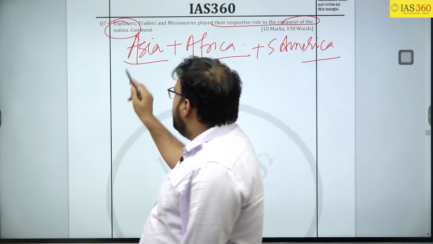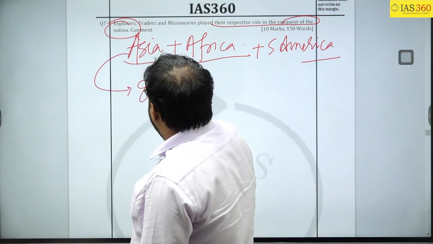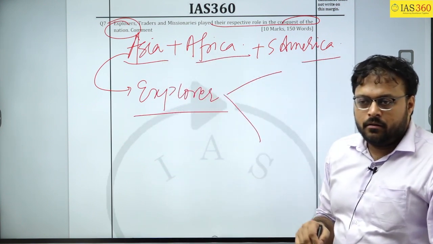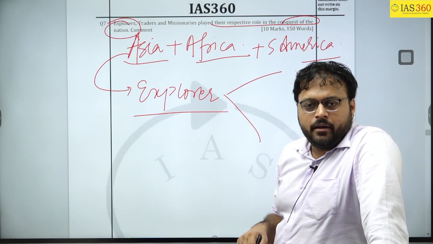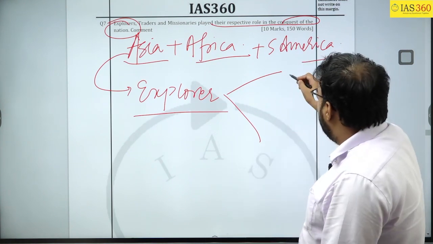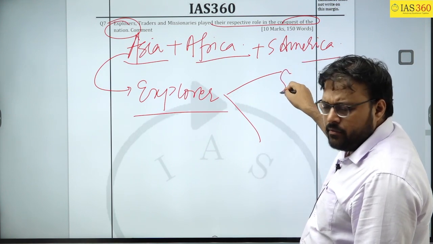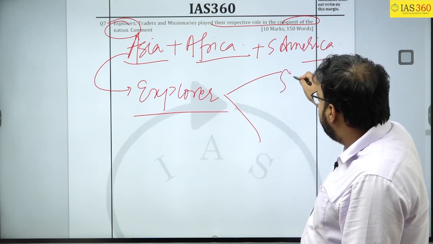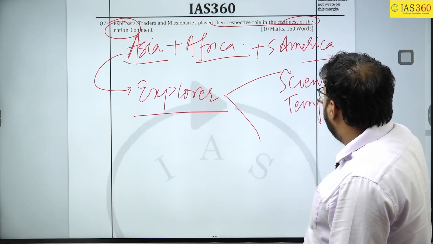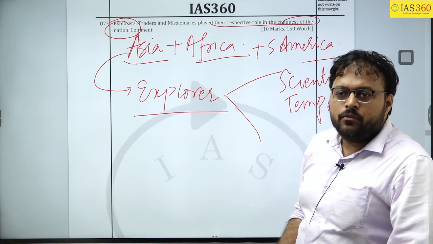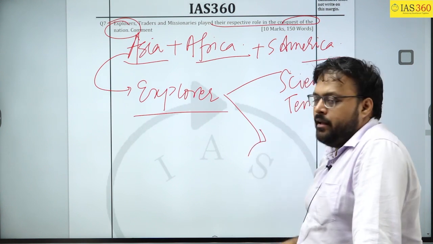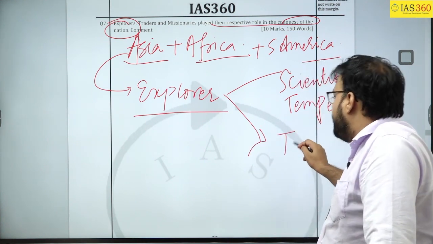Okay. So now you will see the explorers, for example. Why have the explorers started coming to these continents? Renaissance? Renaissance is fine. Because of the Renaissance, a scientific temper developed among them, and they tried to find out whether there is a new place on the land or not. Second, you can say that they were being funded by the traders.